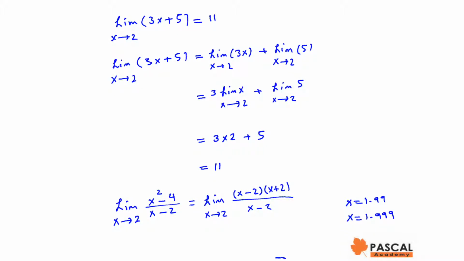Since x approaches 2, x minus 2 is not 0. x is not 2, therefore x minus 2 is not 0. We divide both the numerator and the denominator of the fraction by x minus 2, and our limit would be limit of x plus 2 as x approaches 2. When x is getting close to 2, x plus 2 is getting close to 4.